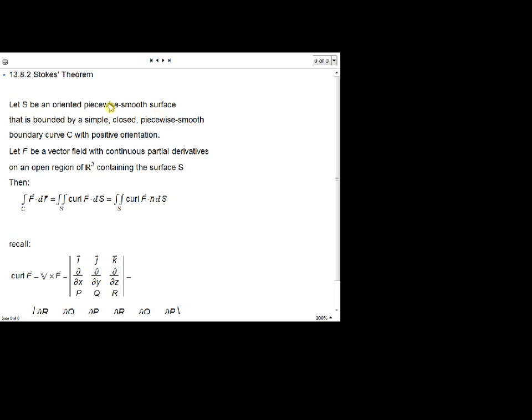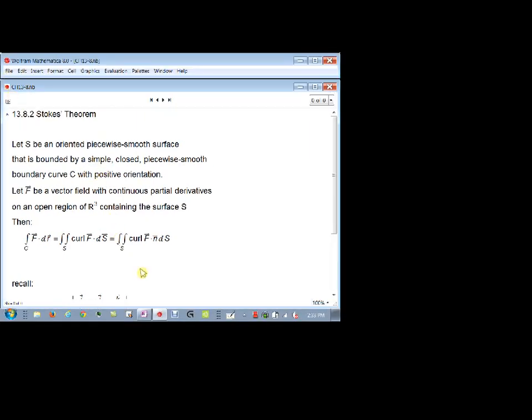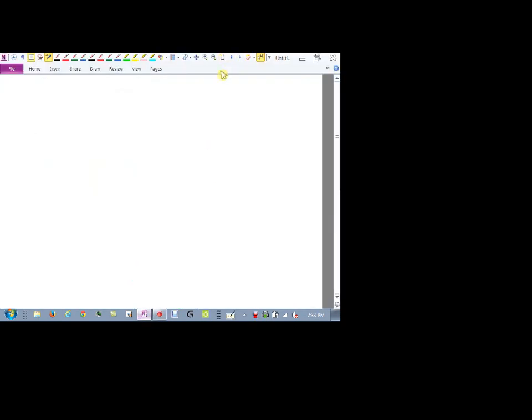And that surface is bounded by a simple closed piecewise smooth boundary curve C with positive orientation. Okay, so I have to draw a little picture of what's going on here. Let's say that this is S, and it's got normals sticking out of it like this. Let's say that that's the orientation we have.